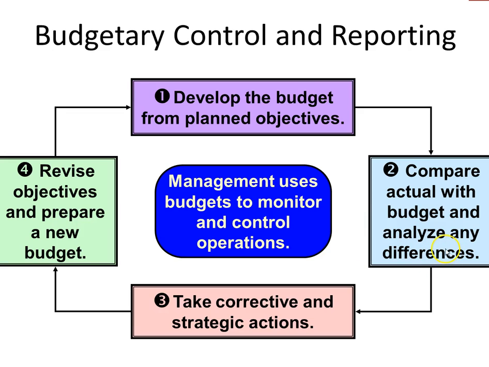And that is called a variance report, and it's very standard. And then you take any corrective actions, or you might make some strategic actions, and then you revise and prepare a new budget. And this is sort of an ongoing process in the management process.